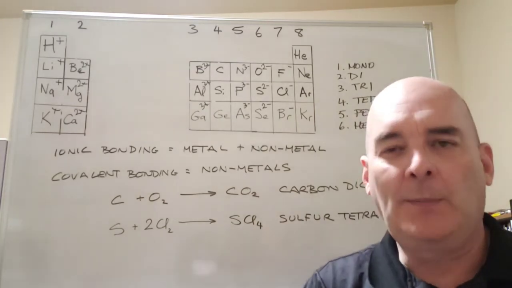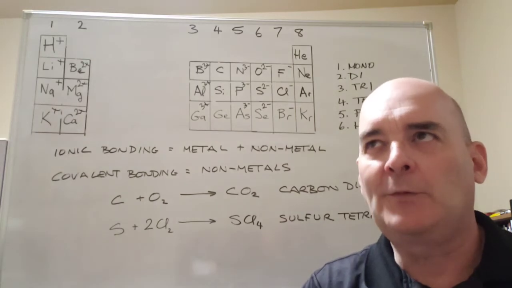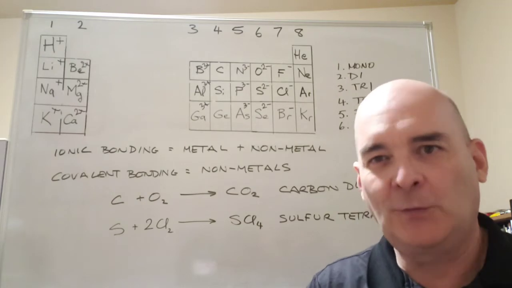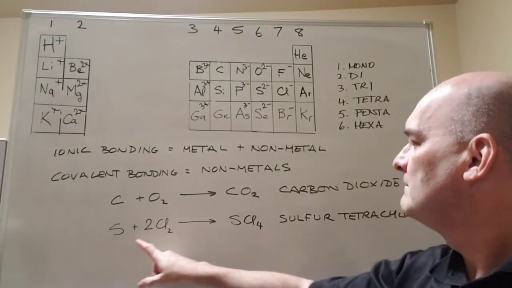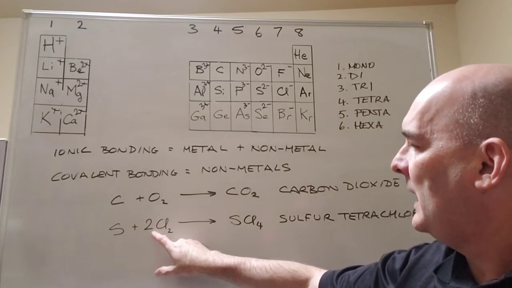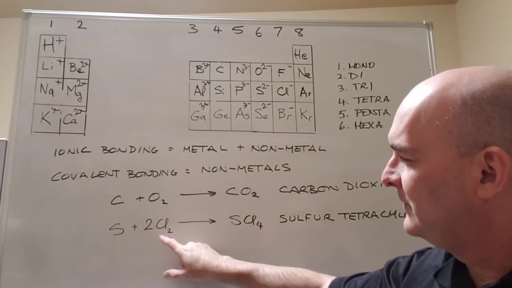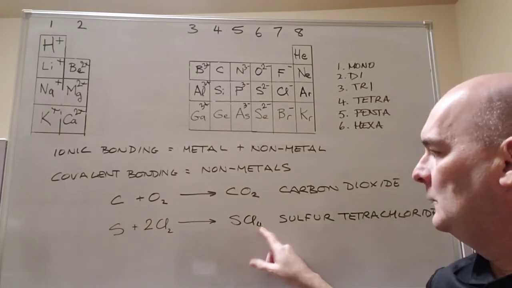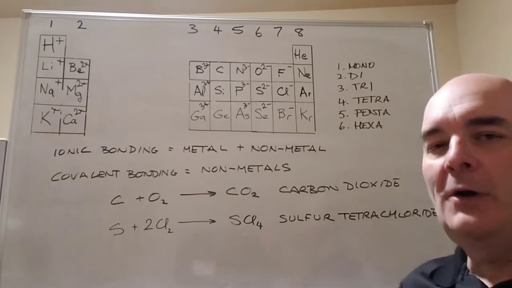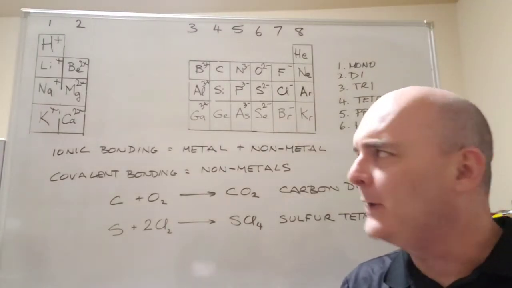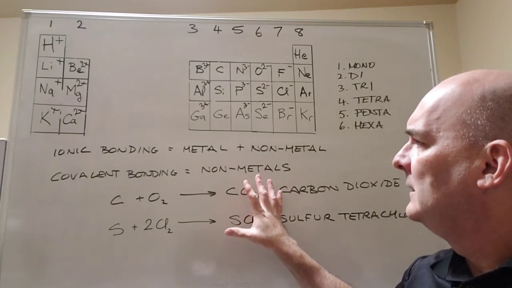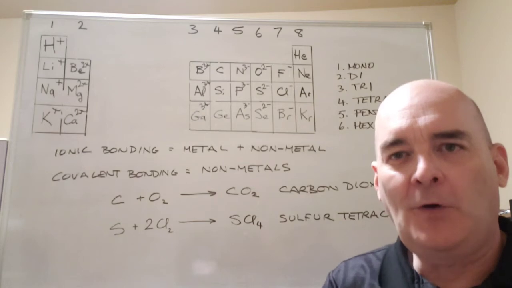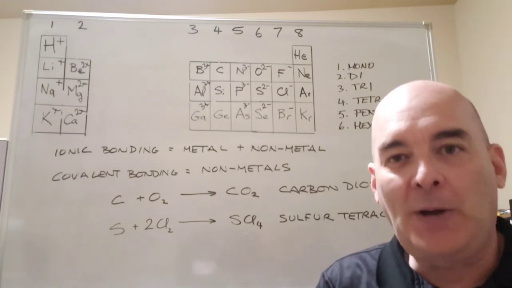In the general public, compound and molecule are kind of used interchangeably. It's not correct, but it's not the end of the world if you get it wrong. So this sulfur and 2 chlorine molecules, which means a total of 4 chlorine atoms, would combine to make sulfur tetrachloride. Now it turns out that covalent bonding is the basis for organic chemistry and for biochemistry.